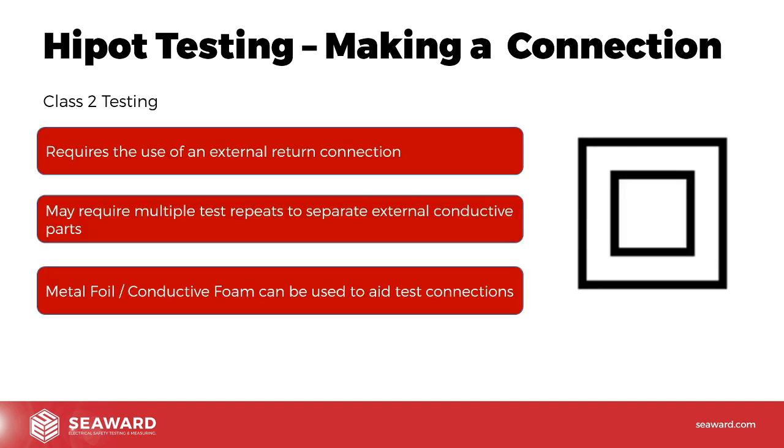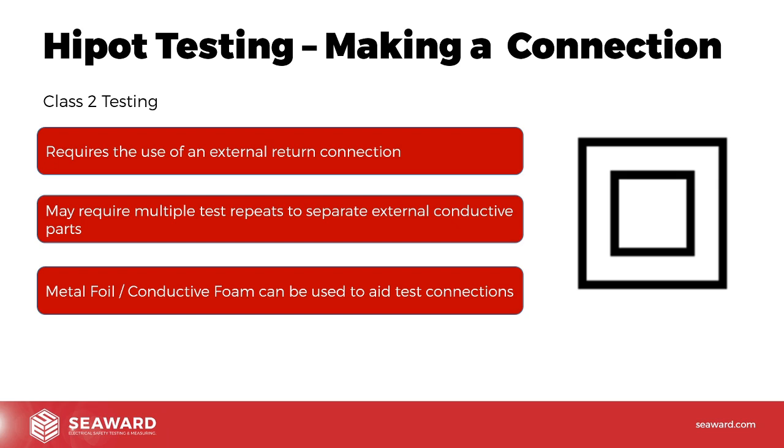Now for double insulated products, that's slightly different. We don't have an earth cable to act as a return. So we need to physically supply a return path from the product under test to the tester. And that's typically done by means of a probe or a clip. Now, because we don't have the earth, there may be multiple exposed points that are all separated, and we would potentially need to test all of those individually.